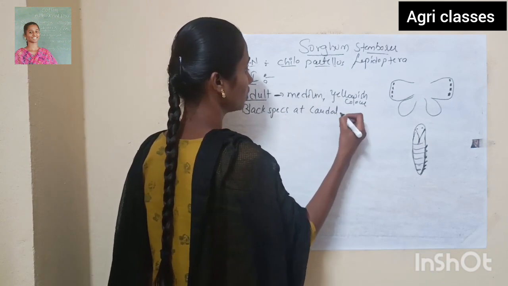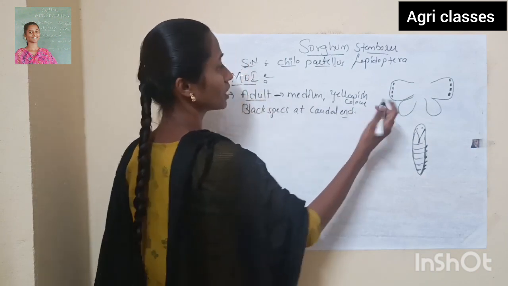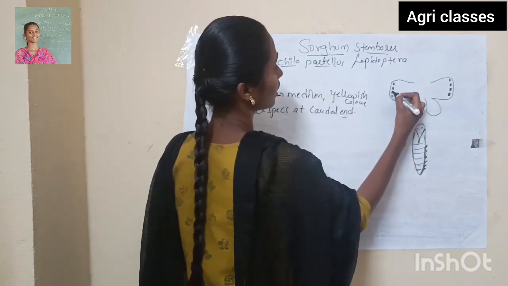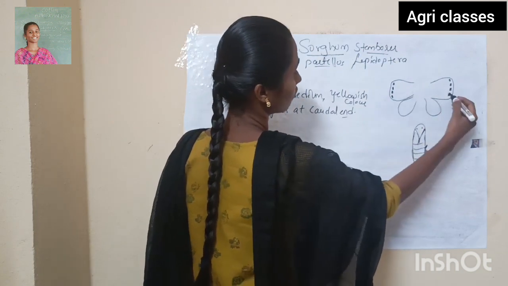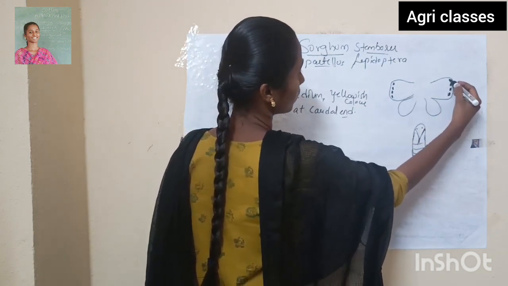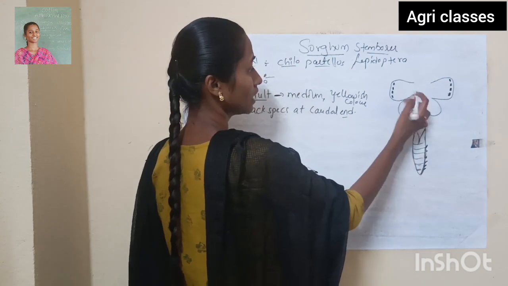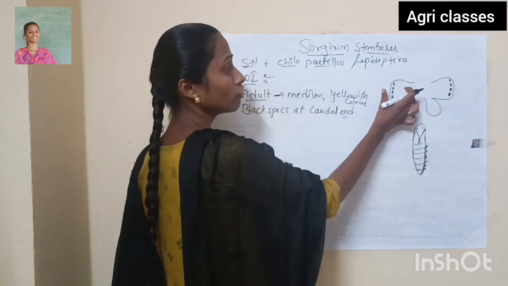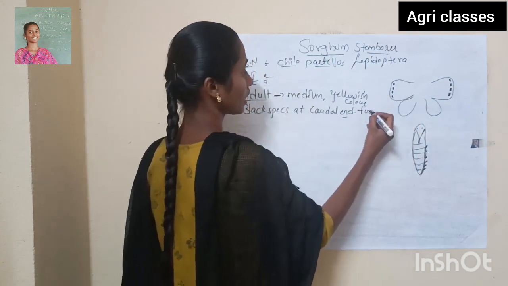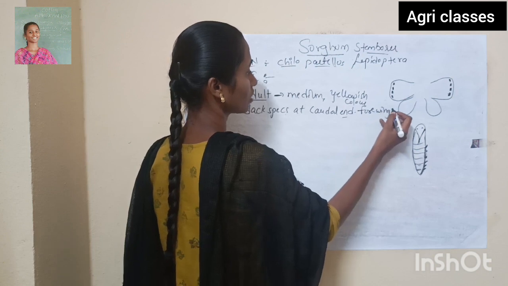Here is a picture. You can observe four or five black specks at the caudal end of the forewings. You can observe them on the forewings.